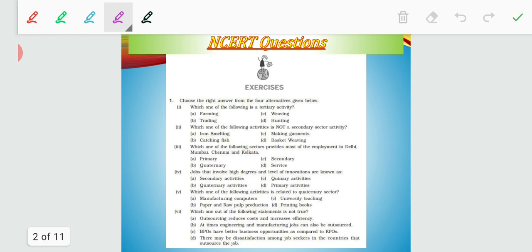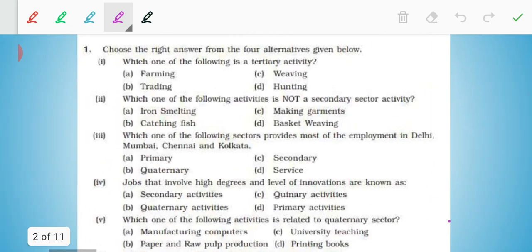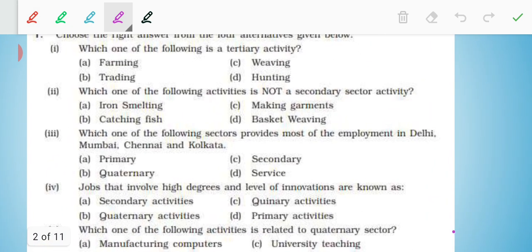Now the first MCQ that is given over here: which one of the following is a tertiary activity? The correct answer is trading. Which one of the following activities is not a secondary sector activity? That is catching fish. Which one of the following sectors provides most of the employment in Delhi, Mumbai, Chennai and Kolkata? Answer is service.